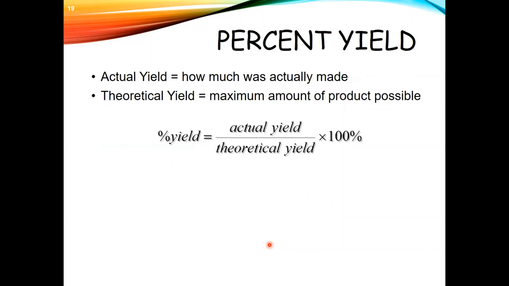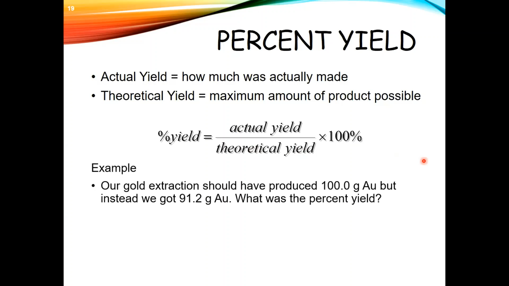But now let's talk about really quickly how to calculate these. Again, your actual yield is how much you actually made. Your theoretical yield is how much you expected to make based off your amounts of starting materials and your chemical reaction and the stoichiometry involved. So your percent yield is calculated just by dividing your actual yield by your theoretical yield and multiplying by 100%.